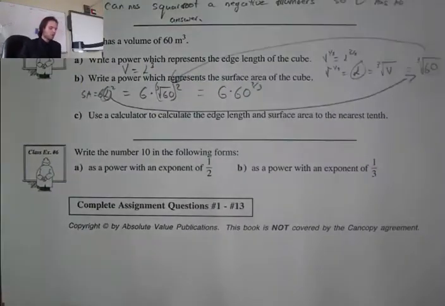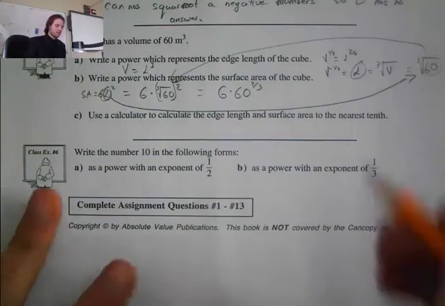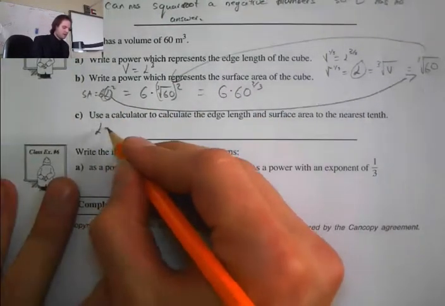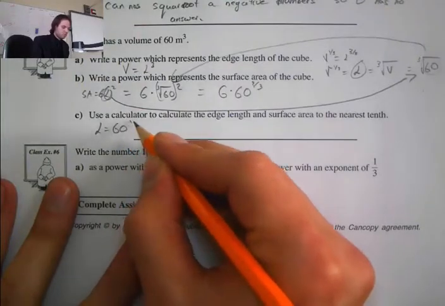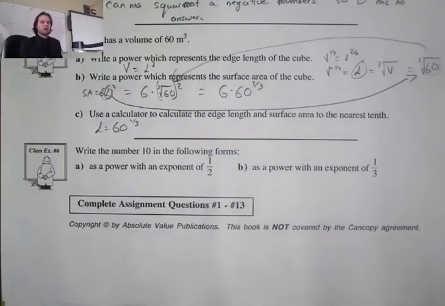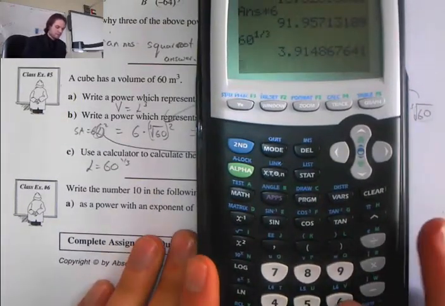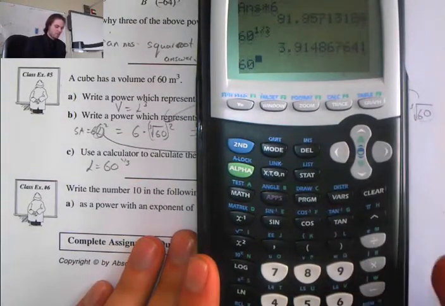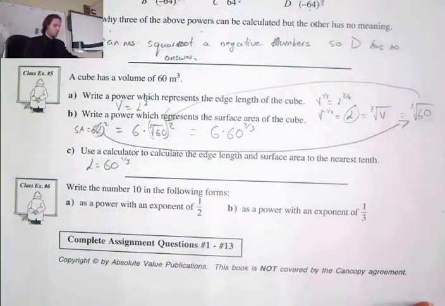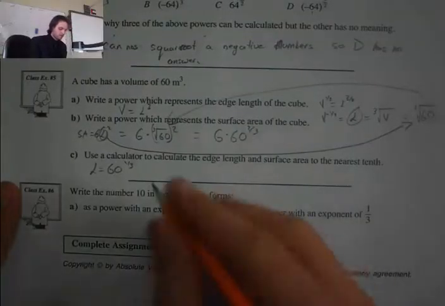Okay? Now we want to use the calculator to calculate the surface area and the edge length. So first is calculate the edge length. So the length is equal to 60 to the 1 over 3. So I'm going to put that into my trusty calculator. So I have 60 to the power of 1 divided by 3. And I'm going to get 3.91, or 3.9.